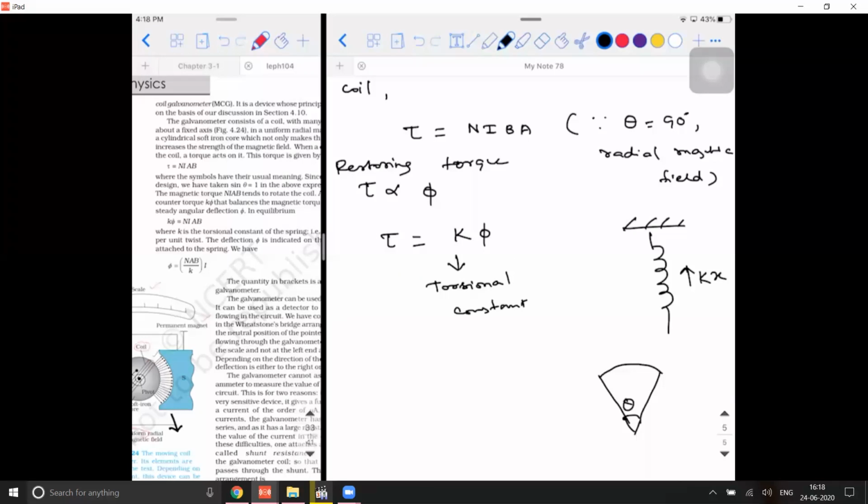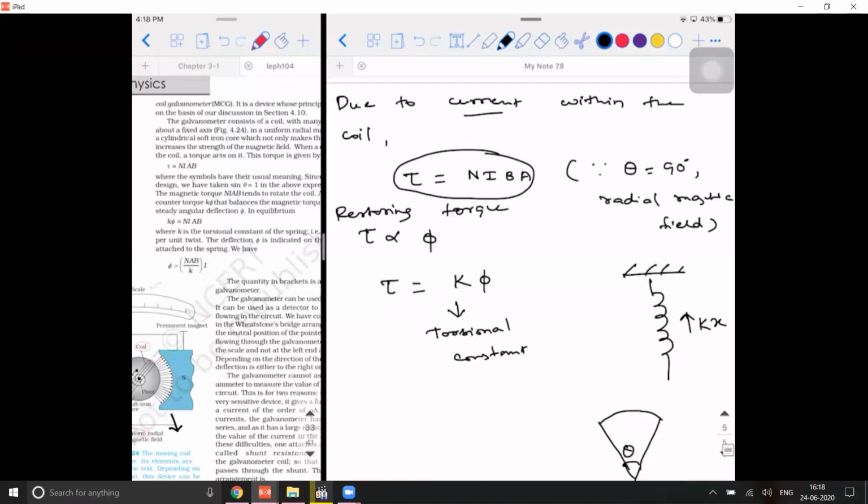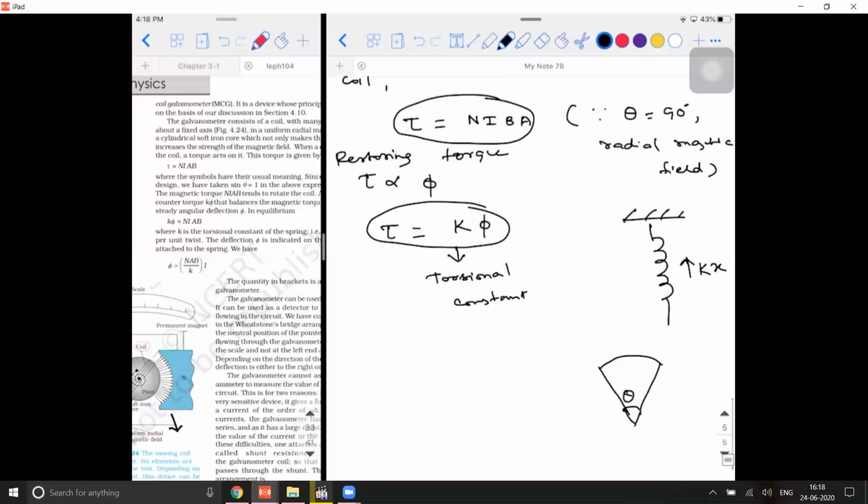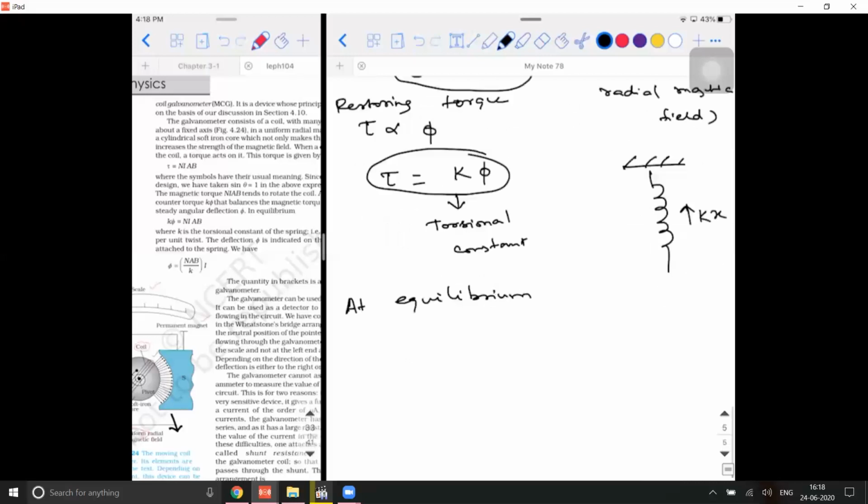So torque is equal to NiBA, that is created due to the current, and torque is also equal to K phi. This is created because of the tension created within the spring. So at equilibrium, what should happen? When both are getting stopped, what should happen? At equilibrium, can I say K phi should be equal to NiBA?